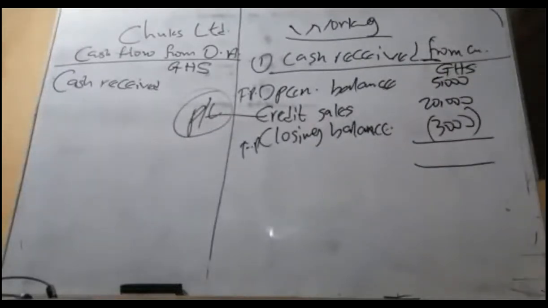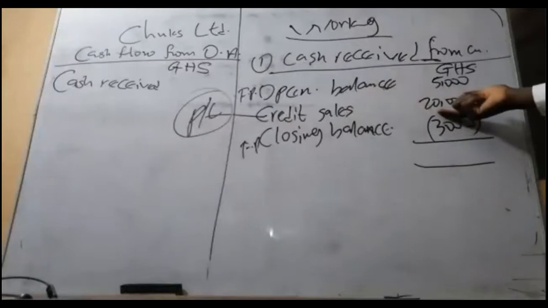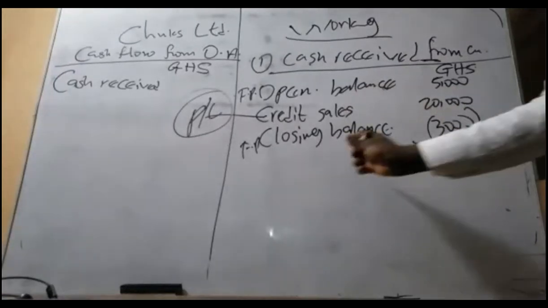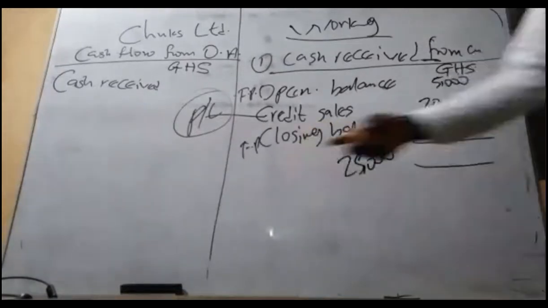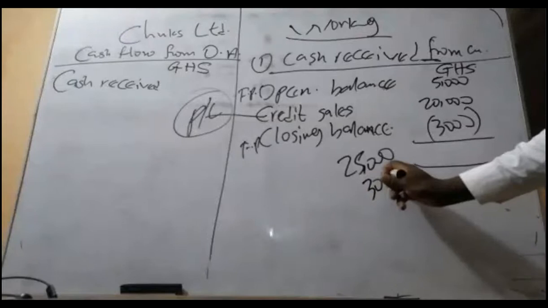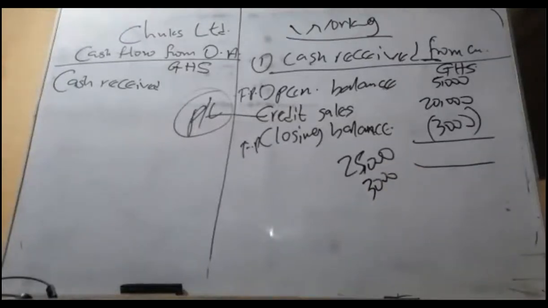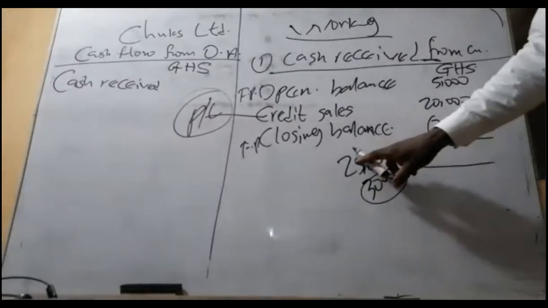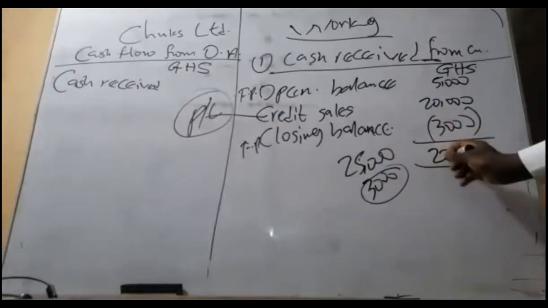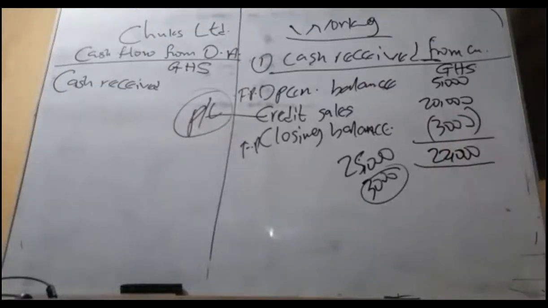This is the interpretation. At the start of the year, customers that owe us amount to 5,000 Ghana cedis. In the same year, we give them goods on credit of 20,000. So in all, they are owing us 25,000 cedis. At the end of the reporting period, 3,000 are still owing us. That means some people paid. That's why only 3,000 are owing us. So we take the 3,000 from the entire amount, giving us a balance of 22,000. So that's the cash received from customers.